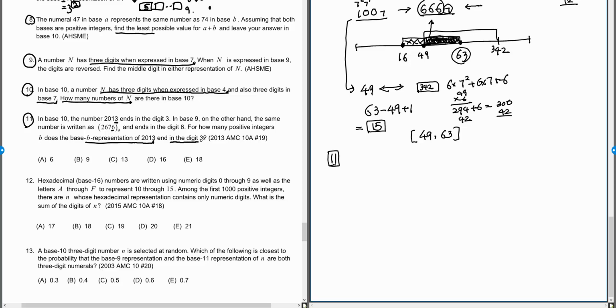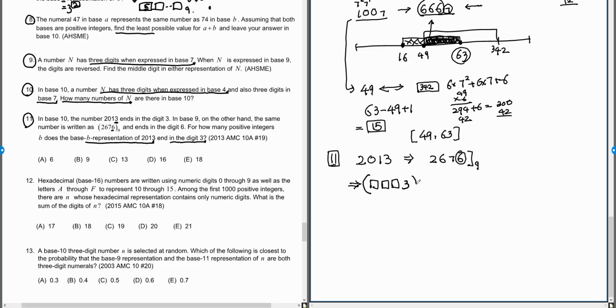So when you have 2013, we write this one, okay? When you change it to base number 9, for example, this is going to be 2676 in base 9, but the last digit is 6. Now another one: we change it to base number b, but the digit is something like that, ending with 3, right?